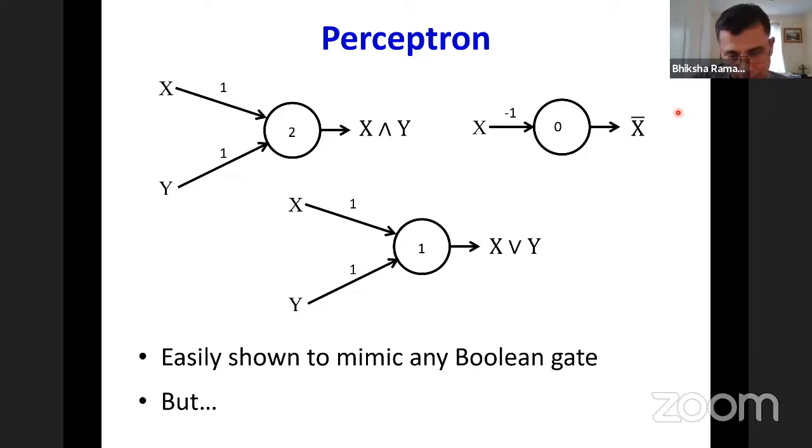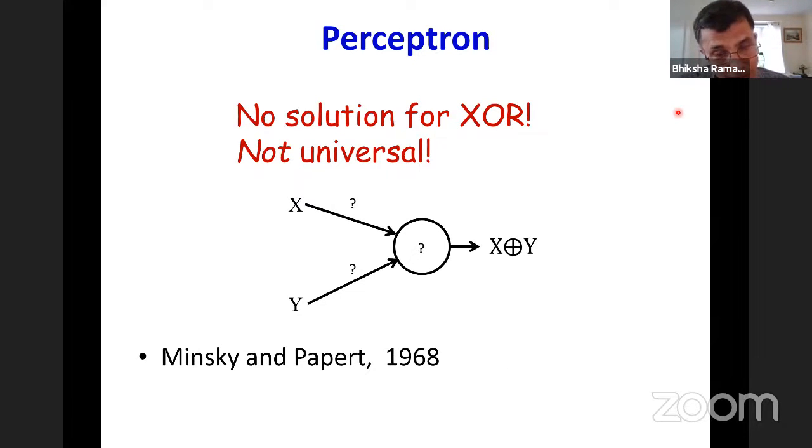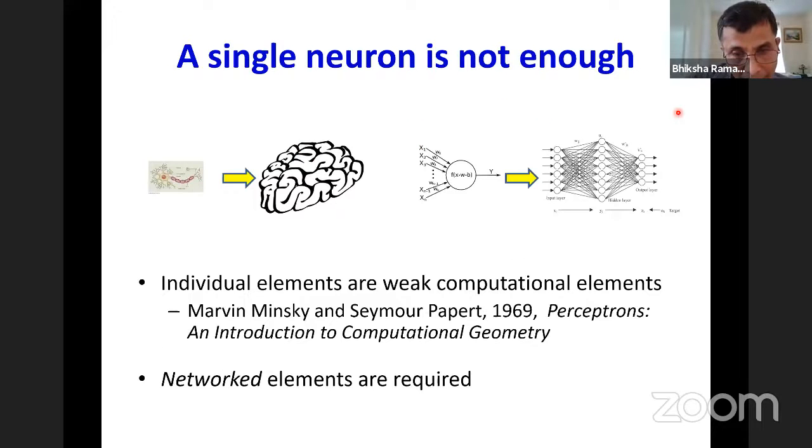This is not X. So Rosenblatt's perceptron can mimic any Boolean gate, but to puncture Rosenblatt's balloon in 1968, Minsky and Papert showed that it provably cannot model an XOR function. In other words, it's not universal. That one gate cannot model every single Boolean function on the planet. So basically what we have is individual elements, the perceptrons. While they are very powerful computational elements, they are not powerful enough. They are actually weak computational elements.